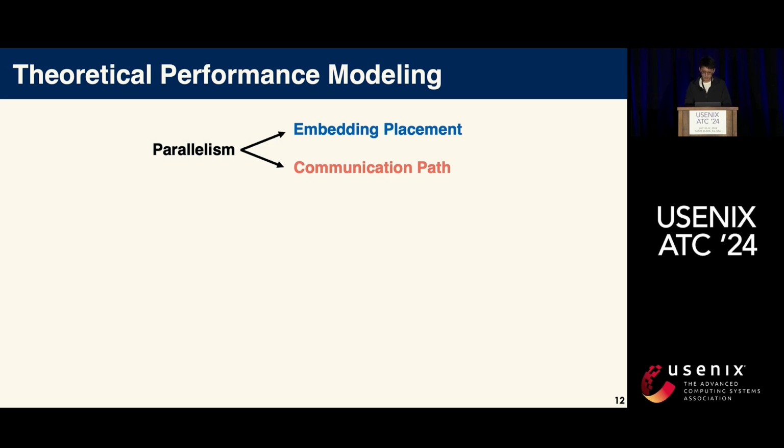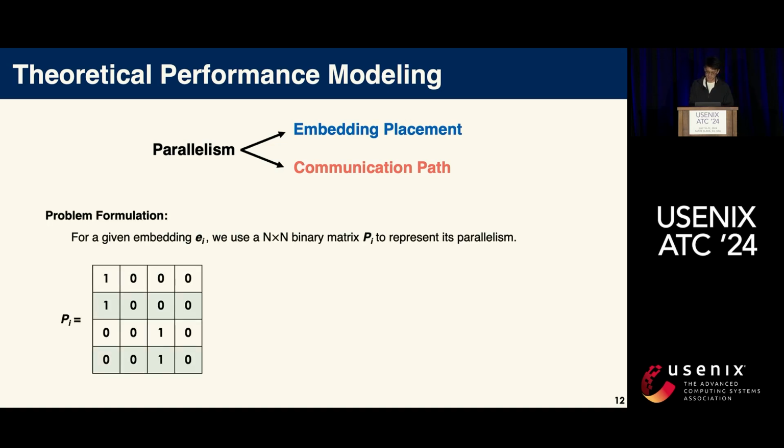So to search for the near-optimal embedding table parallelism, we first developed a theoretical performance model to formulate the parallelism plan and understand how parallelism influences the performance. The parallelism describes not only where the embedding is placed, but also the communication path of the embedding. So to formulate the embedding table parallelism, we use an n times n binary matrix Pi to describe the parallelism for a given embedding Ei.